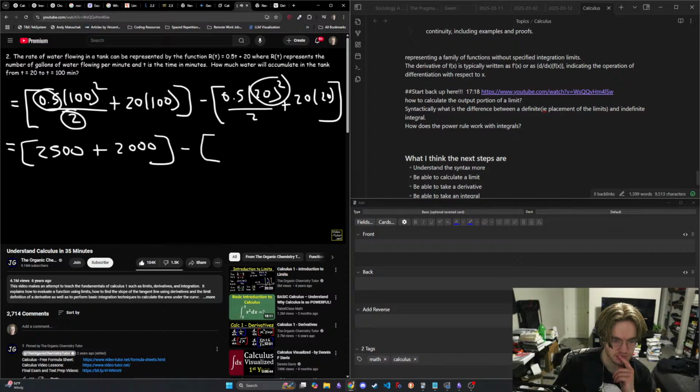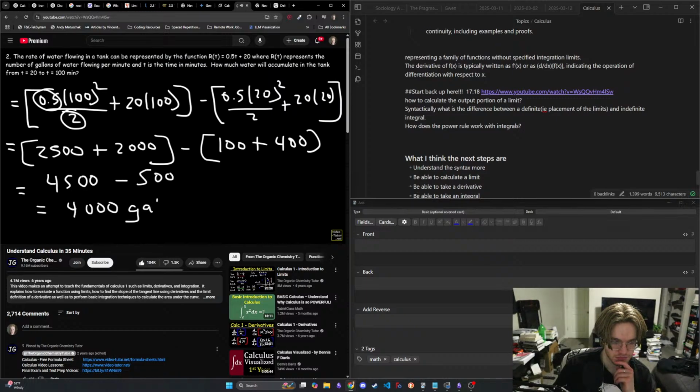Here we have 20 squared. So 20 times 20 is 400. Divided by 2, that's 200. And then half of 200, that's 100. And here we have 20 times 20, which is 400. So now we have 4,500 minus 500. So the net change should be 4,000. So from t equals 20 to t equals 80, the tank will gain 4,000 gallons of water.